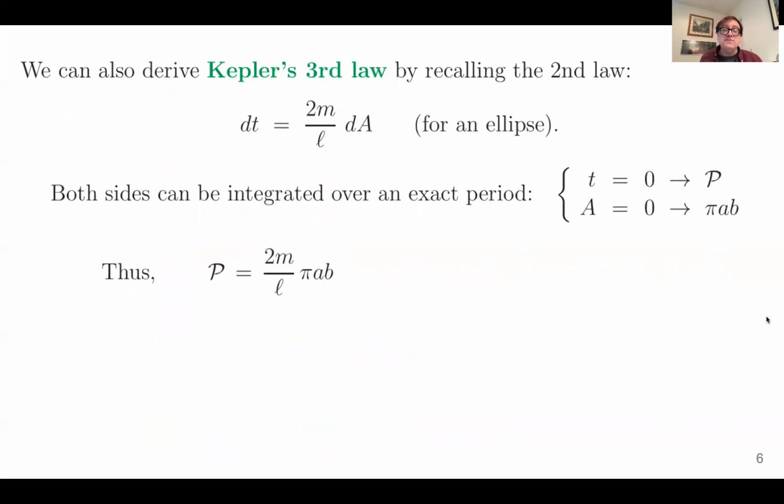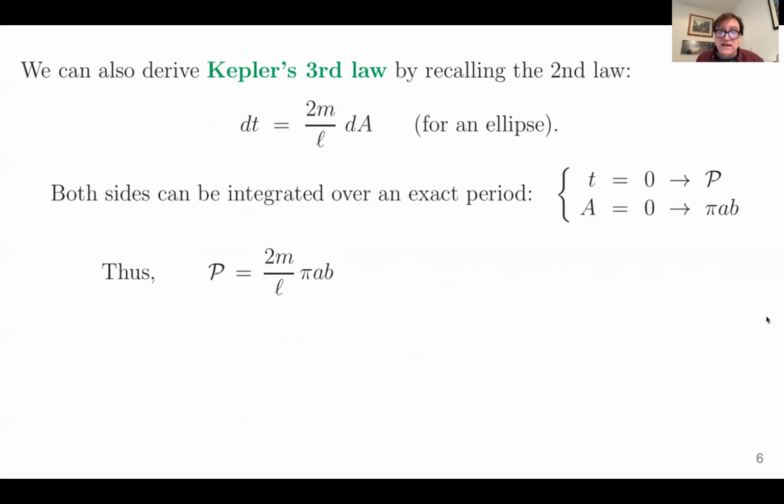Yeah, also for elliptical orbits, we found Kepler's first law, we found Kepler's second law, we can now get the third law as well. And we can start with the second law. If you remember the second law, the equal areas being swept out in equal times, that was written as dA over dt equals a constant.